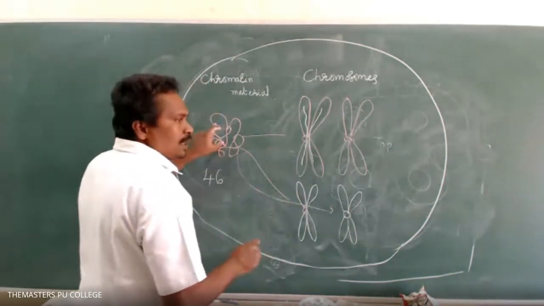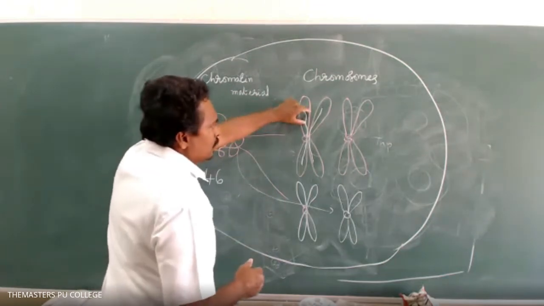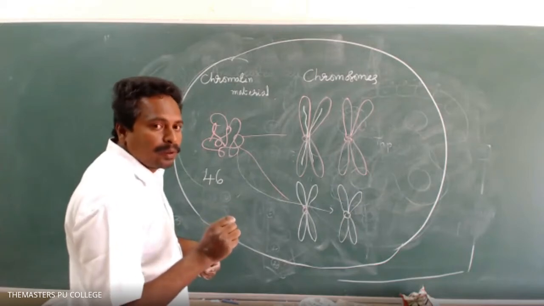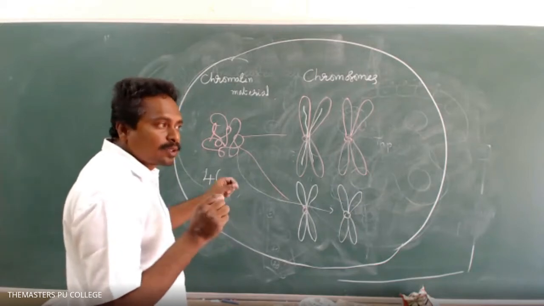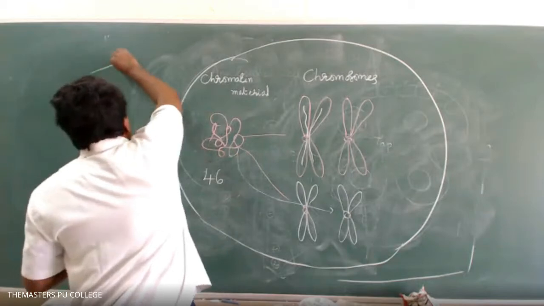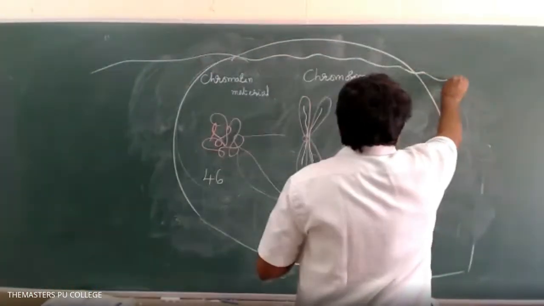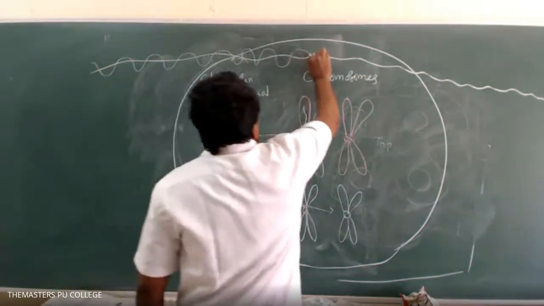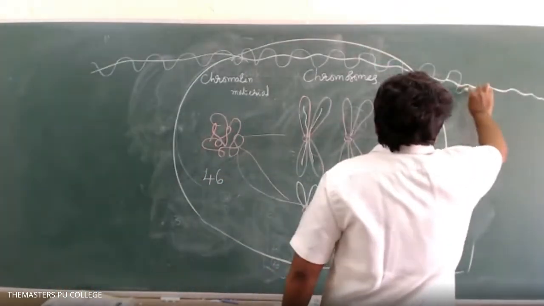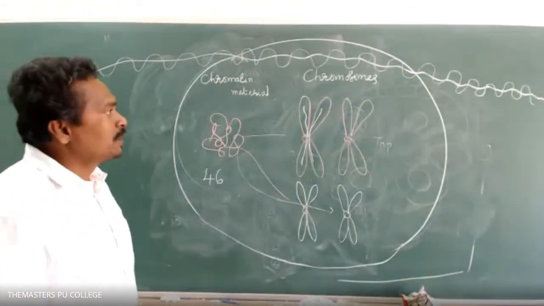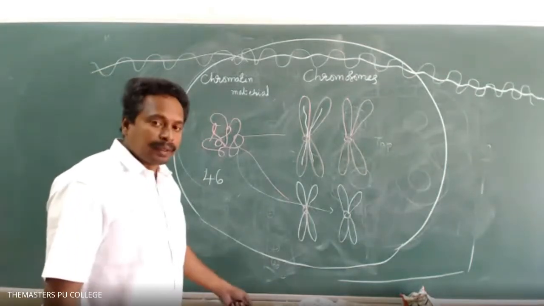The 2 meters long DNA molecule is present in the 46 chromosomes of the diploid cell. How many meters long DNA is present? 2 meters long. The 2 meters long DNA is distributed in 46 chromosomes of the human diploid cell.